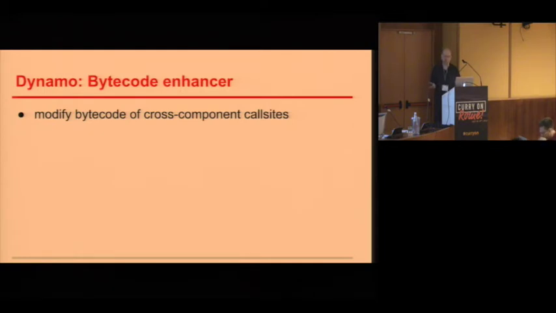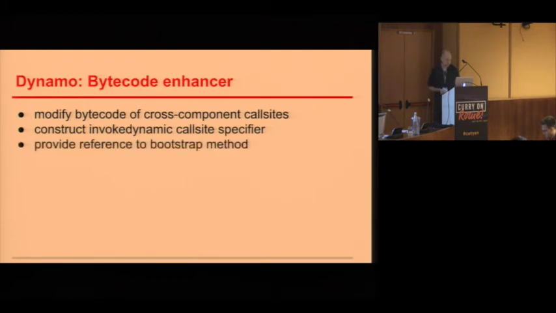So the piece of software we have now built is called Dynamo, and it actually has three components. The first one is, well, you could see it as a bytecode instrumentation framework. The way that works is you take existing bytecode and you modify the bytecode for cross-component call sites. So we are really looking for invokestatic, invokespecial, invokevirtual, and invokeinterface instructions, and try to replace them with new invokedynamic instructions. To do this, we have to construct what's called the invokedynamic call site specifier from the original invoke instruction we find and replace, and we have to provide a reference to a bootstrap method.